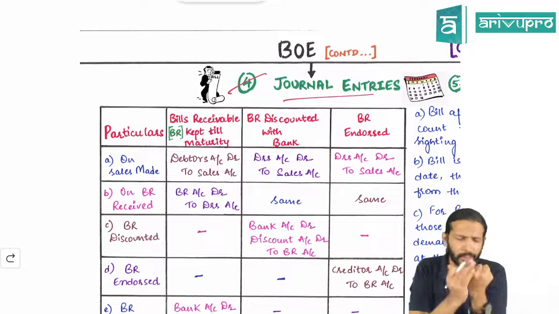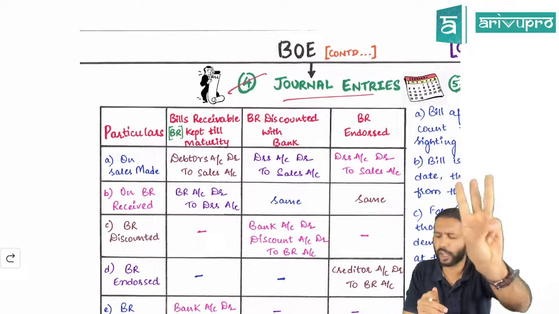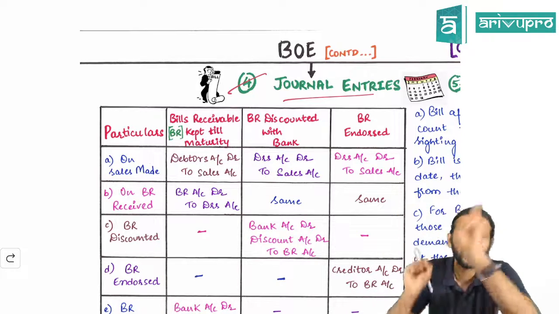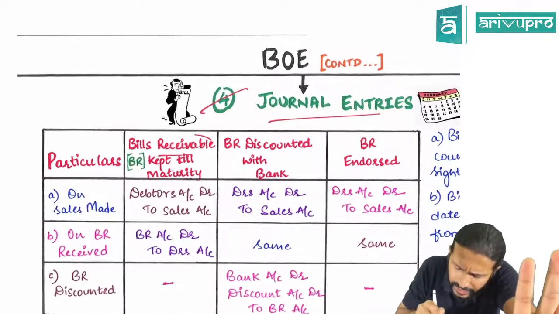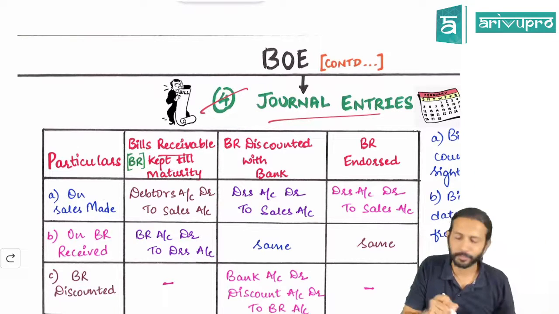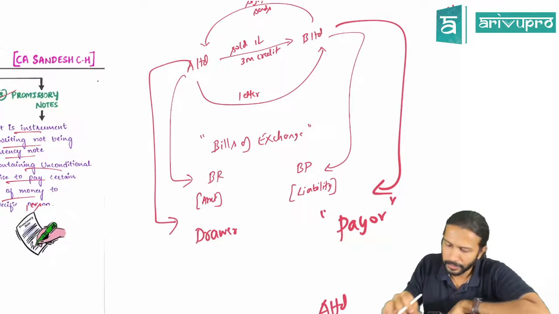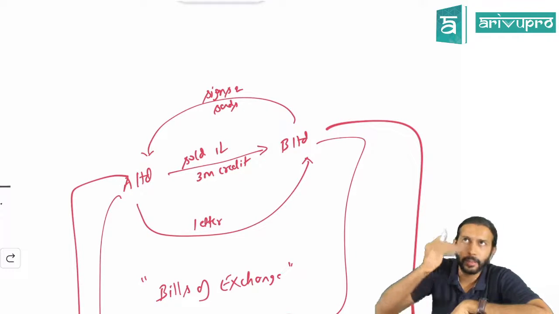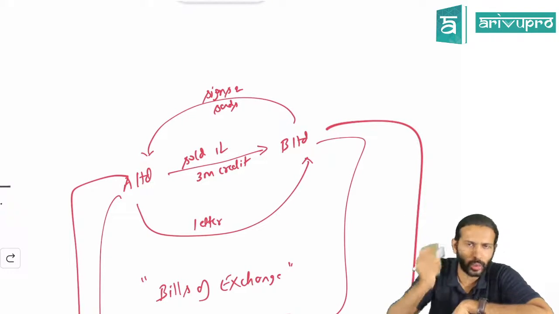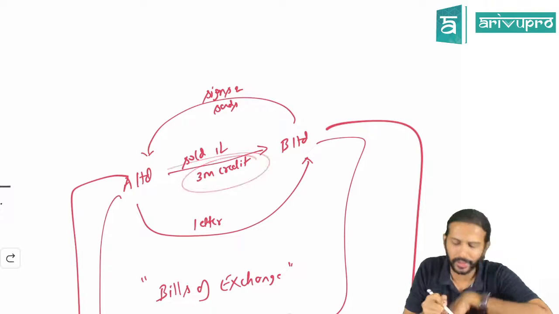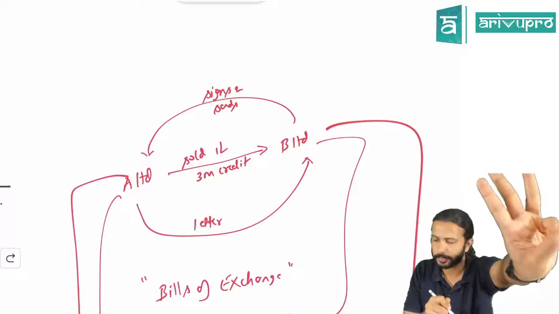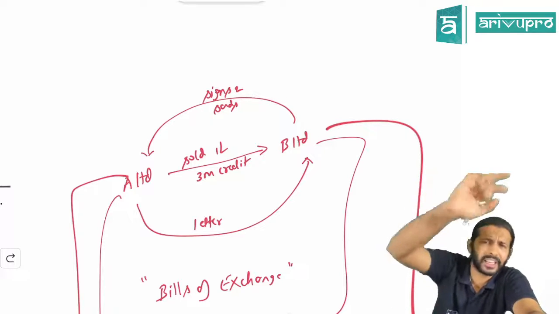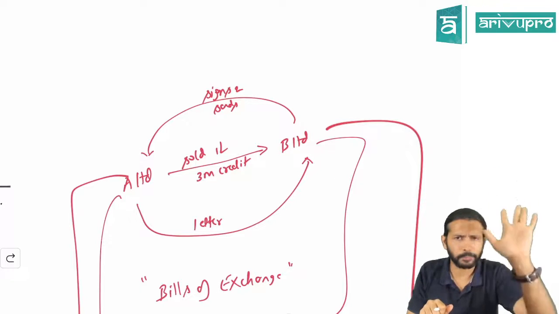Whenever A Limited receives this bill from B Limited, he has three options. One, he can keep the bill till maturity. Come back to this example. A Limited sold goods to B Limited worth 1 lakh for how many months credit period? 3 months, correct. On the date of sale itself, B Limited will sign the letter and give it to A Limited.